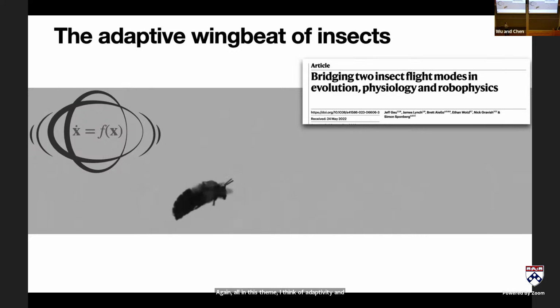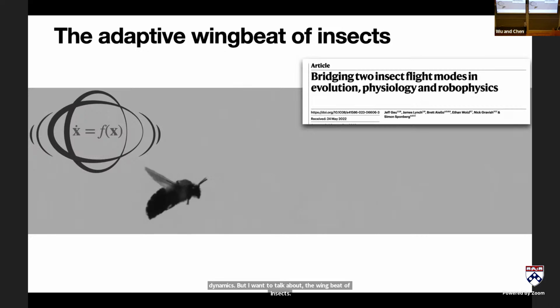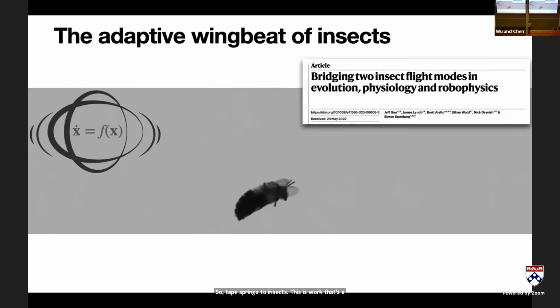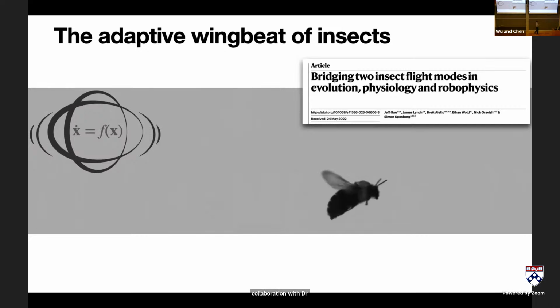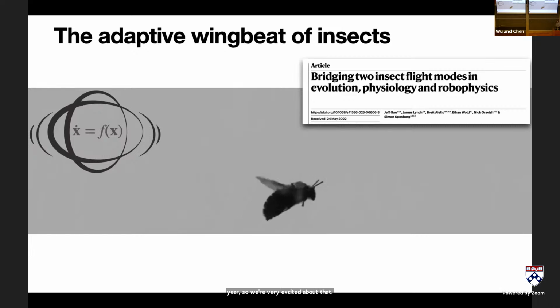But I want to talk about the wing beat of insects. So tape springs to insects. This is work that's a collaboration with Dr. Simon Sponberg at Georgia Tech. A lot of this work just recently appeared in Nature in October earlier this year, so we're very excited about that. But I want to talk about how insects generate wing beats, and I'll tie this back into robotics shortly.